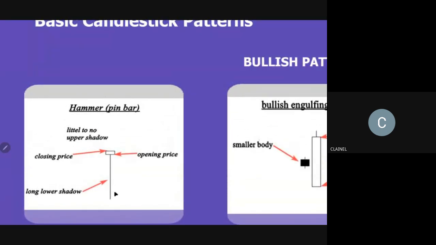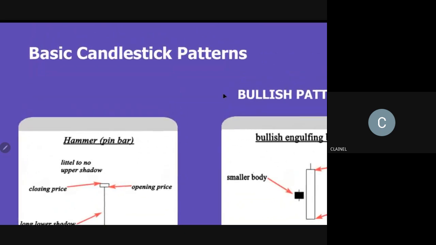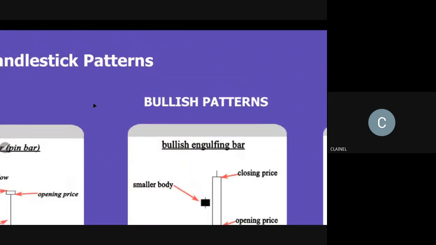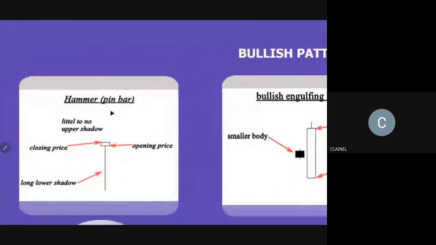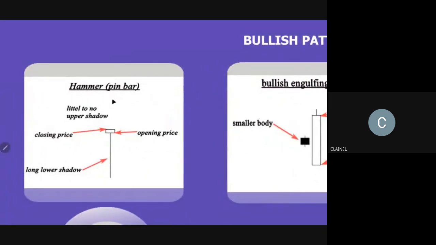What does the hammer indicate? You can see closing price is above and opening price is below. That is, this wick represents price rejection, price reaction. This hammer candlestick indicates that buyers are in control, and that is why this is a bullish pattern among candlesticks. This is a bullish candlestick pattern.